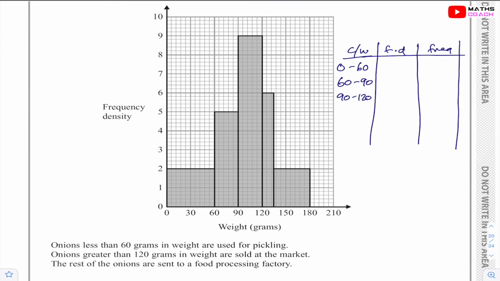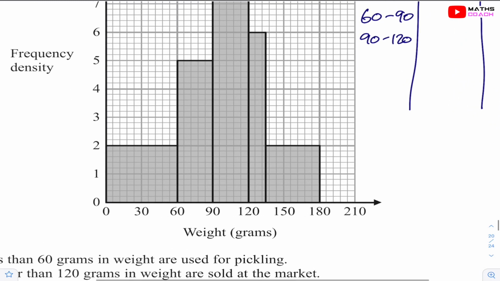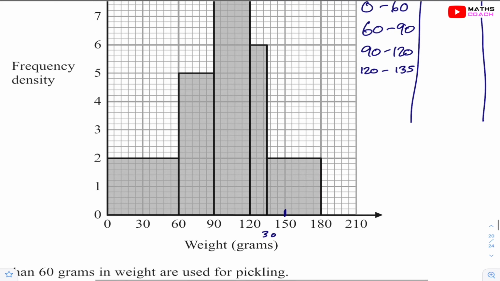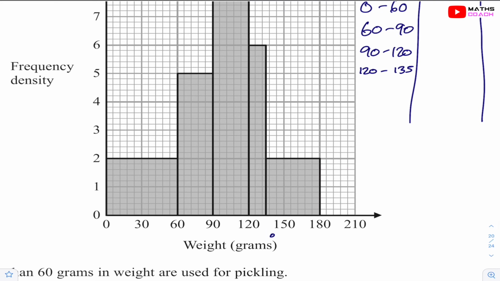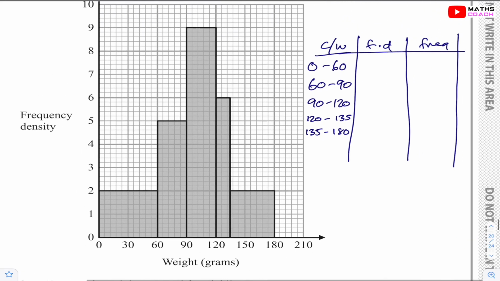So the middle of this, how do we work that out? Now, you will notice that right here is 150. So it's halfway exactly between that. So half of that, this is 30. So half of that will be 15. So you just add 15 to 120. And that gives us 135. So the next one will be 120 to 135. Now continuing on from this, we get 135 all the way to 180. So let's zoom back out here.